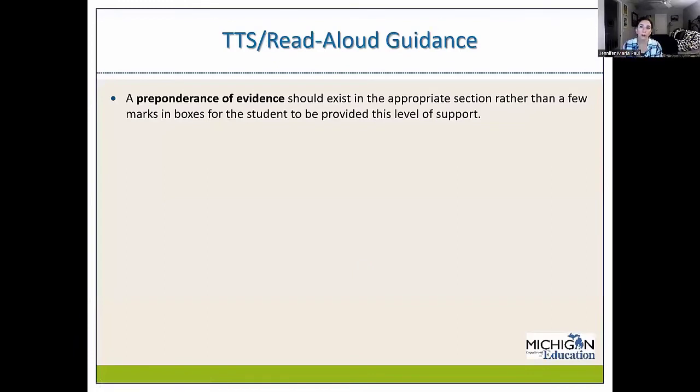Now, there's no threshold of check marks that you have to make on that sheet that I just showed you. What you are looking for, though, is a preponderance of evidence. Big fancy phrase for: is there enough here to make you think that the student is going to benefit from having this support type? You can't just have a few check marks, but there should be some volume there.